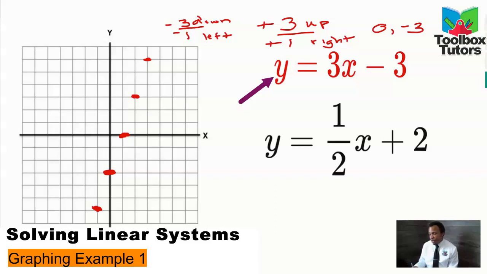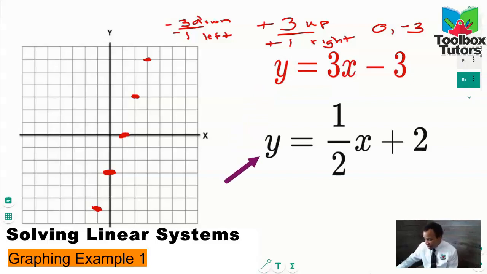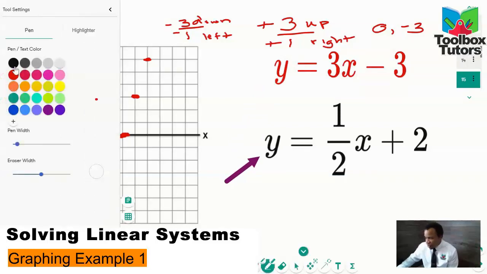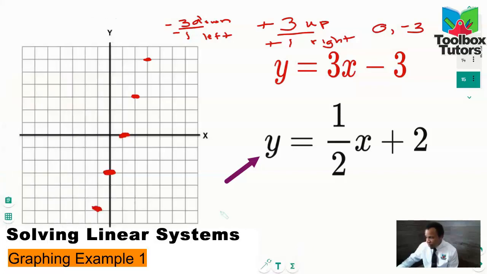From here we'll graph our second line, y equals 1/2 x plus 2, to find the solution. Remember, in order to find the solution, we want to find the point where these 2 lines cross, or where these 2 lines touch. It's only going to be one single point. Just like when we identified the points on the linear function above, we'll identify these same points using the y-intercept and the slope on the one below.